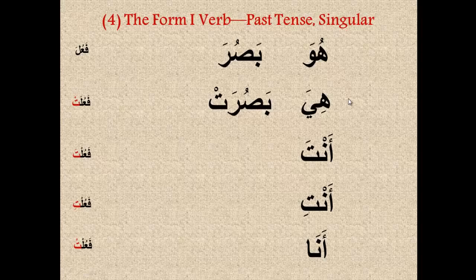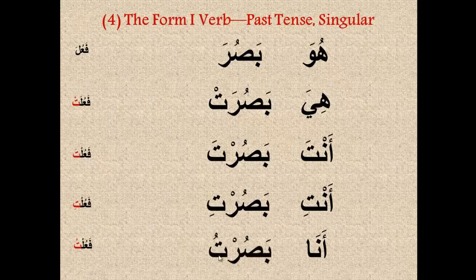Basurat. How do we conjugate it for anta? Basurta. We're adding a ta at the end, corresponding to the ta in anta. Anti would have a t at the end. Basurti, anti basurti. And ana basurtu. What does this verb mean? Basura means to look or to see.